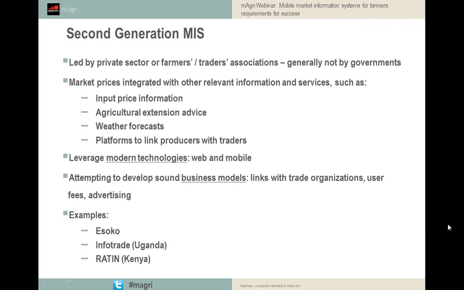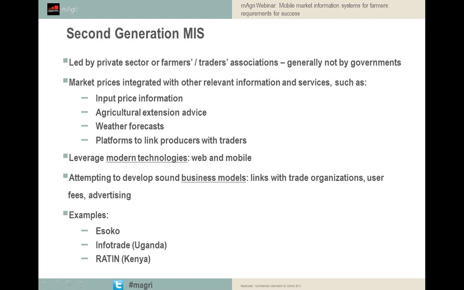And in the second generation, we start to see market prices integrated with other relevant information and services, including input price information, agricultural extension advice, weather forecasts, and platforms to link producers with traders. These systems make a much more serious attempt to develop sound business models via links with trade organizations or charging user fees, advertising fees, and through other means.